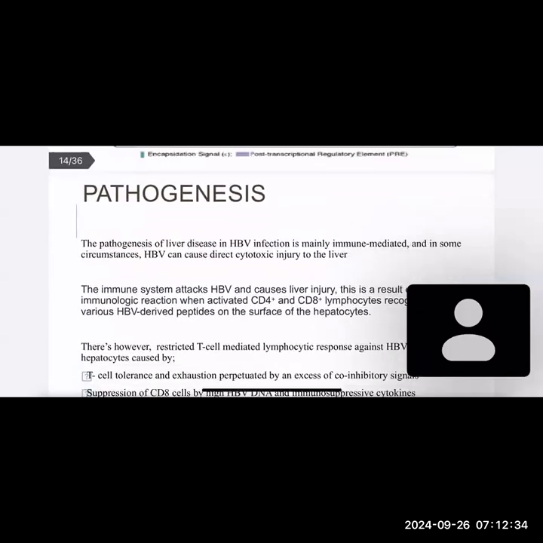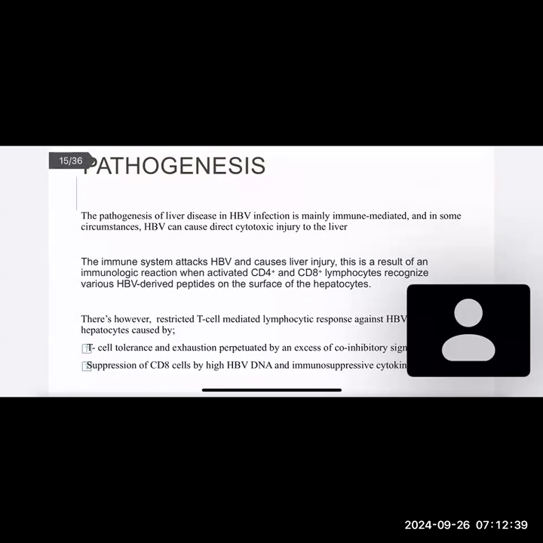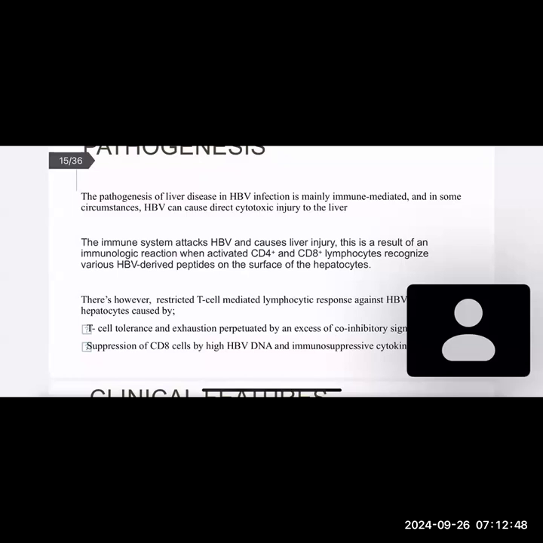The pathogenesis of liver disease in Hep B virus infection is mainly immune mediated, and in some circumstances can cause direct cytotoxicity to the liver. The immune system attacks the virus and causes liver injury. This is a result of an immunologic reaction when the CD4 and the CD8 lymphocytes are activated. So they recognize the virus and the particles on the surface of the hepatocytes, and in a bid to attack the virus, also attack the liver cells.